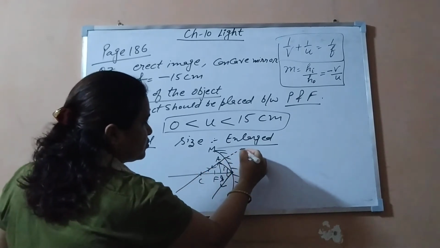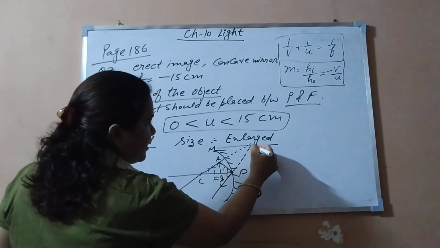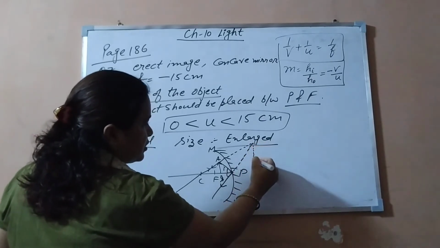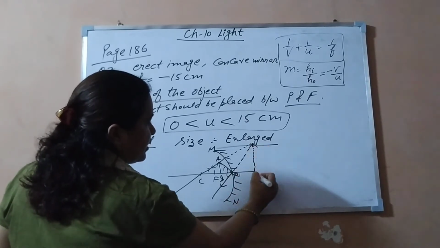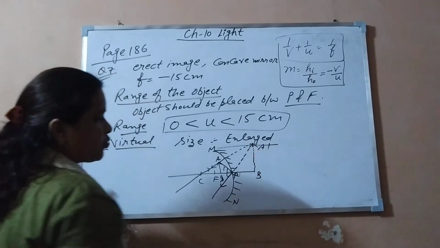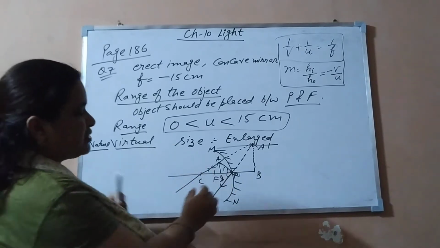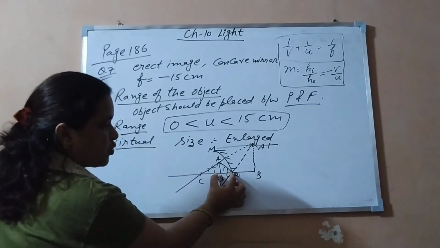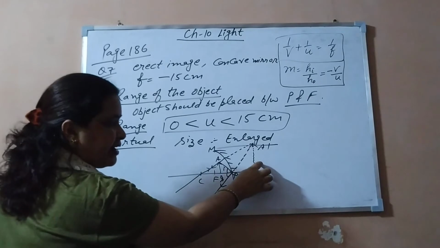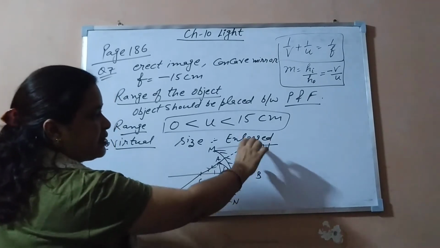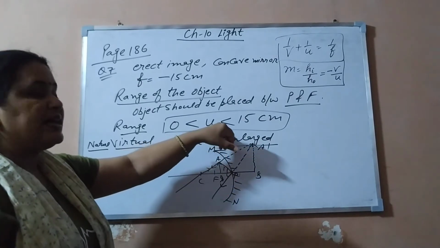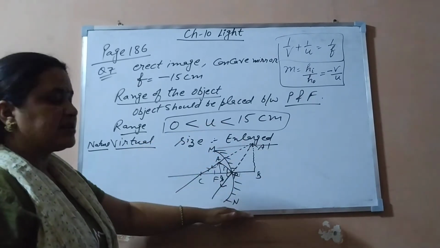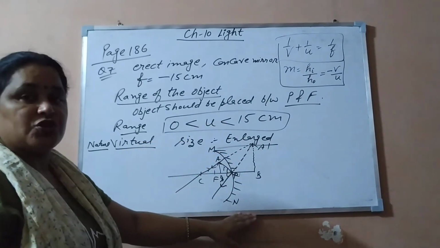When we produce the rays back, they appear to meet at a point, and this point is known as A dash and B dash. So what we have got? Whenever the object is placed between the pole and focus, it forms a virtual and erect image, and it forms behind the mirror. It is enlarged, and the object has to be placed at less than the focal length, only then this condition is satisfied. So this question is over.